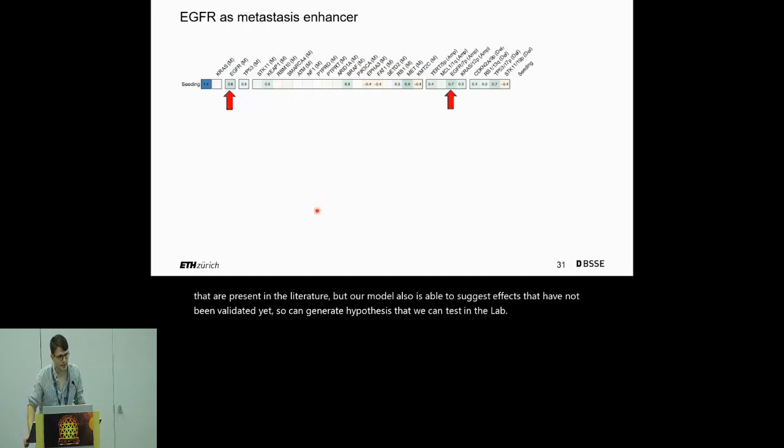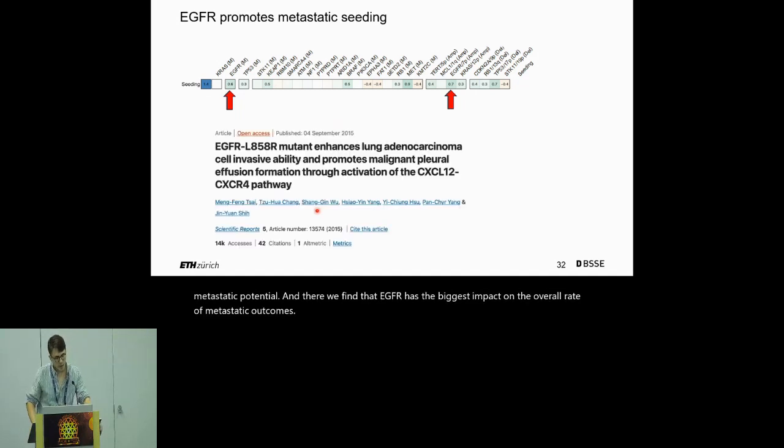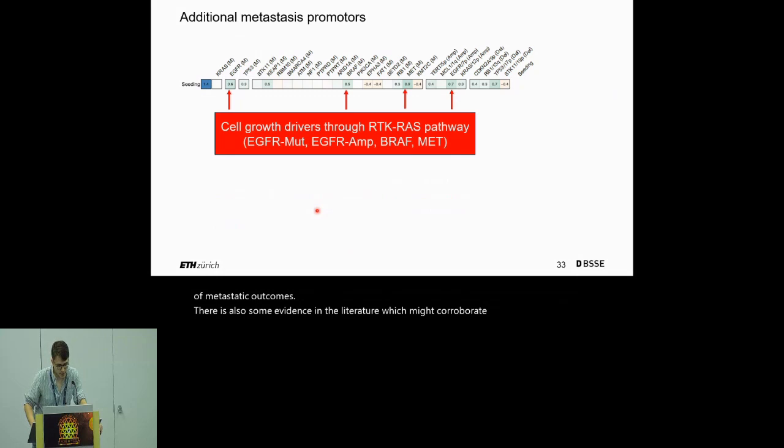But what interests us most are the effects of mutations on the rate of seeding or on the metastatic potential. And there we find that EGFR has the biggest impact on the overall rate of metastatic outcomes. There's also some evidence in the literature which might corroborate this. But it's not just EGFR, but rather a lot of cell growth drivers in the RTK-RAS pathway, including BRAF and MET as well.